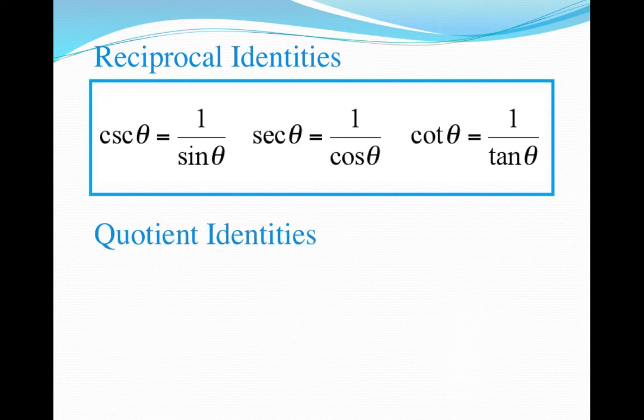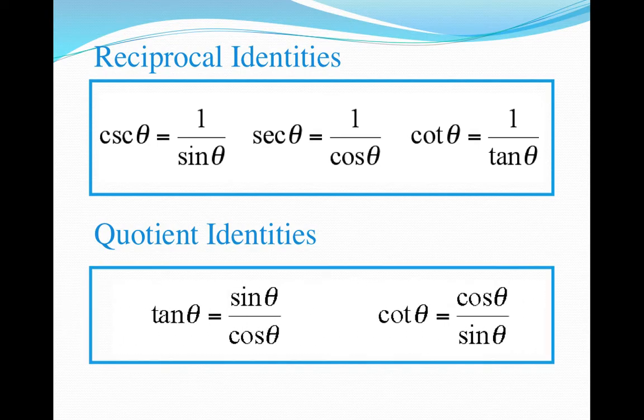The next identities that you need to memorize are your quotient identities. The tangent of theta is equal to the sine of theta divided by the cosine of theta. You need to know that if you want to rewrite the tangent in terms of sine and cosine, you will use your quotient identities. And likewise, since the cotangent is the reciprocal of the tangent, that means that the cotangent of theta is going to be the cosine of theta divided by the sine of theta.